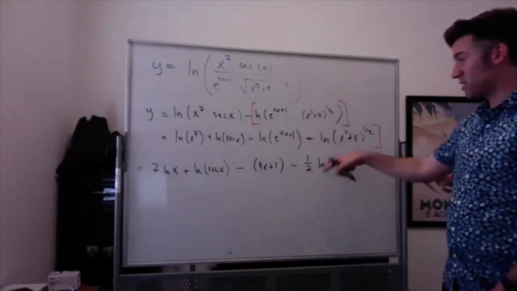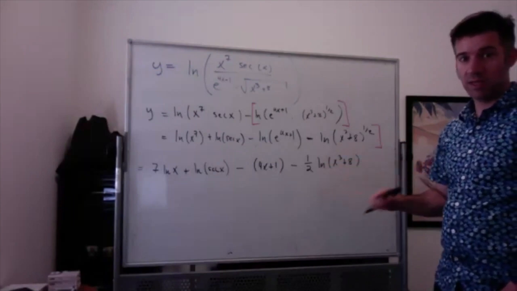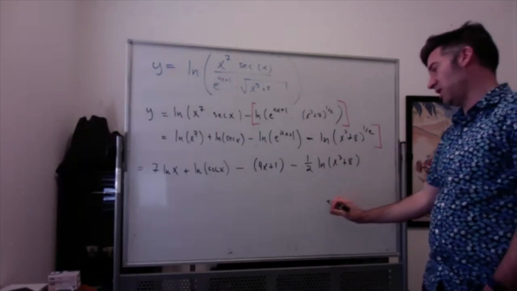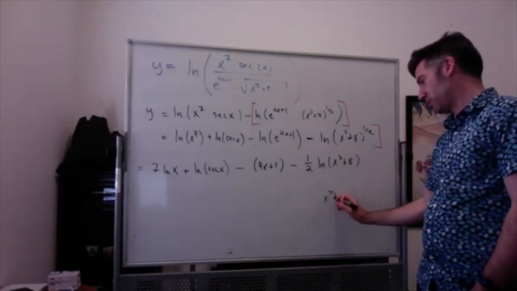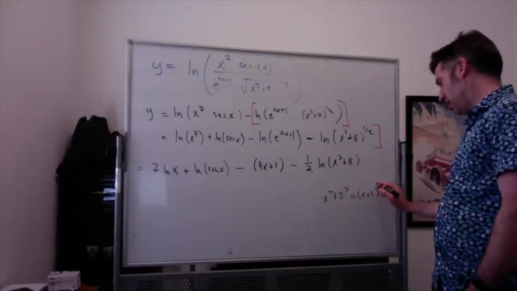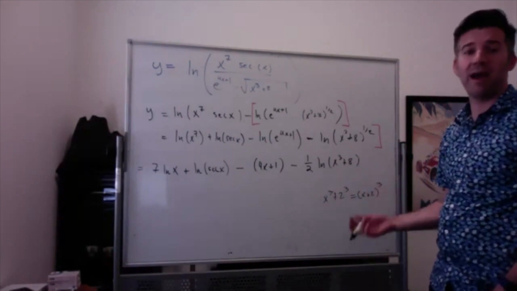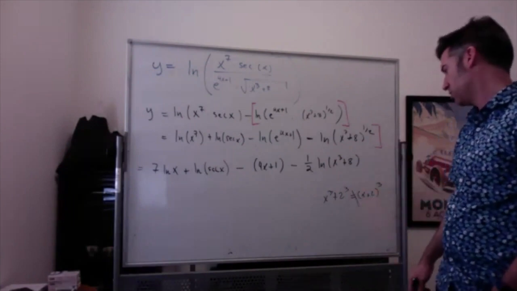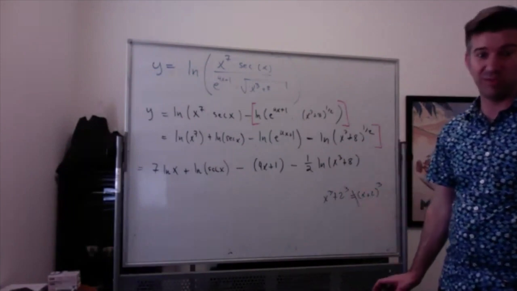You cannot bring this 3 out because the 3 is not the power on the whole thing. And I feel like some of you are like, well, James, couldn't you say x cubed plus 2 cubed and then say that's x plus 2 cubed? And I like to think none of you actually want to say this because you know this is not true. X plus 2 cubed is not x cubed plus 2 cubed.